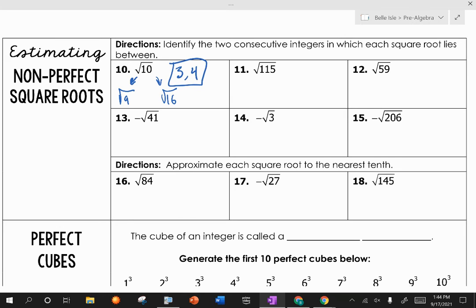Okay? So if we do the same thing with number 11, what two whole numbers are we between? So if you type in the square root, it puts it in a little box, like it does that around it. When it's classic, yeah. It's 10 and something else. It's 10 and 11. Yes, because we're looking for two consecutive integers.